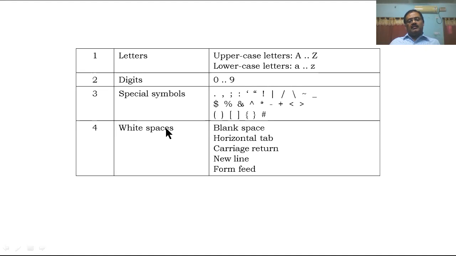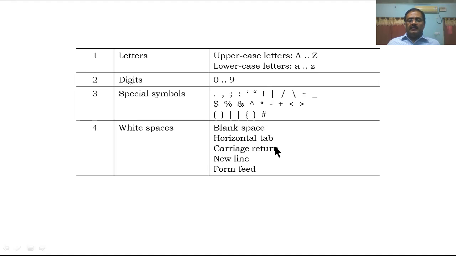Now, white spaces. Blank space is a single blank which separates two words. Horizontal tab is nothing but a series of 8 blank spaces. There is a tab key on your keyboard, on the left hand side, you can see it. Of course, if you press the space bar, only a single space will be produced. If you press the tab key on your keyboard, the typing cursor will jump to a point which is equivalent to 8 spaces.